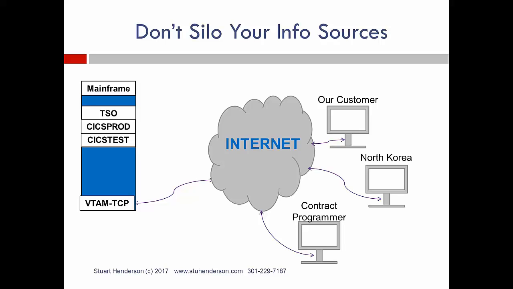If you've got a mainframe that's connected to the internet, you've got internal computers connected to the internet and through the internal network to your mainframe, you also have distributed computers outside your organization that are coming through the internet to your internal network to your mainframe, including customers and programmers and sometimes organizations in other countries.